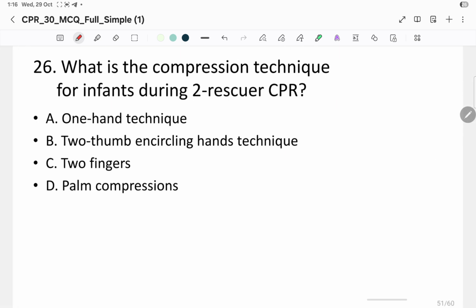Next question, what is the compression technique for infants during two rescuer CPR? Option A, one hand technique. B, two thumb encircling hands technique. C, two fingers. D, palm compression. And the correct answer is option number B. So when there are two rescuers for infants during CPR, we have to use the two thumb encircling hands technique. Clear?